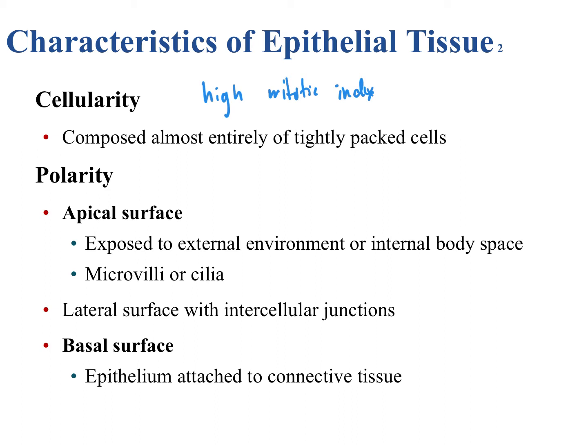Epithelial tissue also exhibits what we call polarity. Polarity is just saying that one side of the cell or the group of cells is different than the other side. Okay? So if I have a group of cells here that look like this, is the A side different than the B side right now?